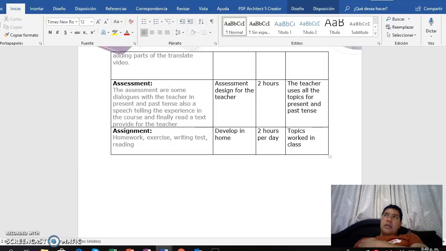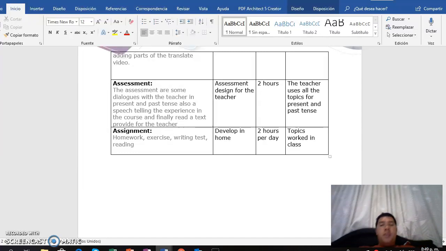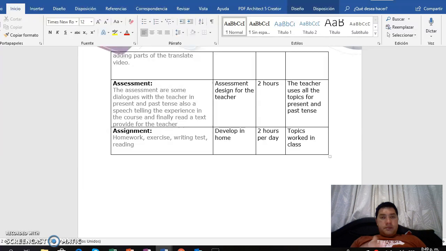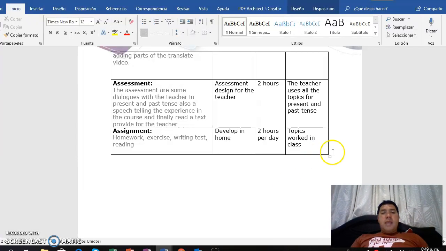This is like how to study regularly at home, and it's important that the student be motivated and understand each moment of the class to be able to develop this assignment at home right. Okay, this is all about my lesson plan.